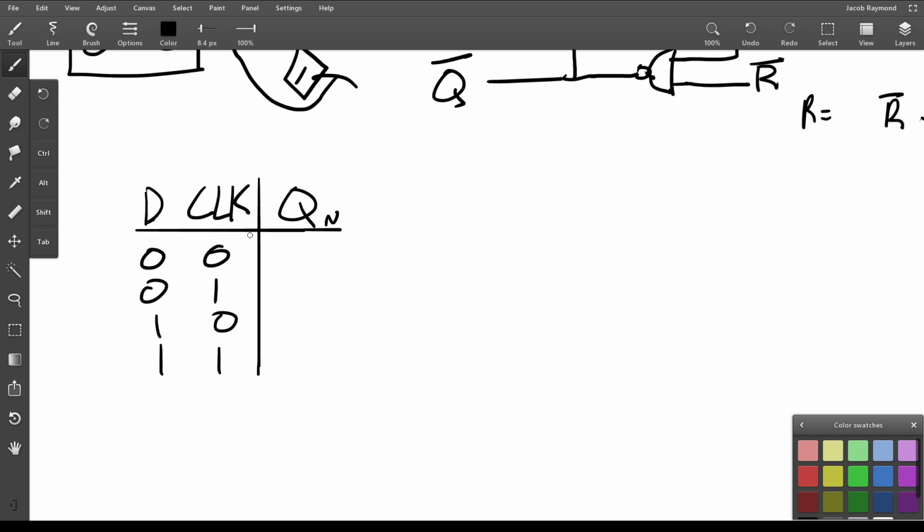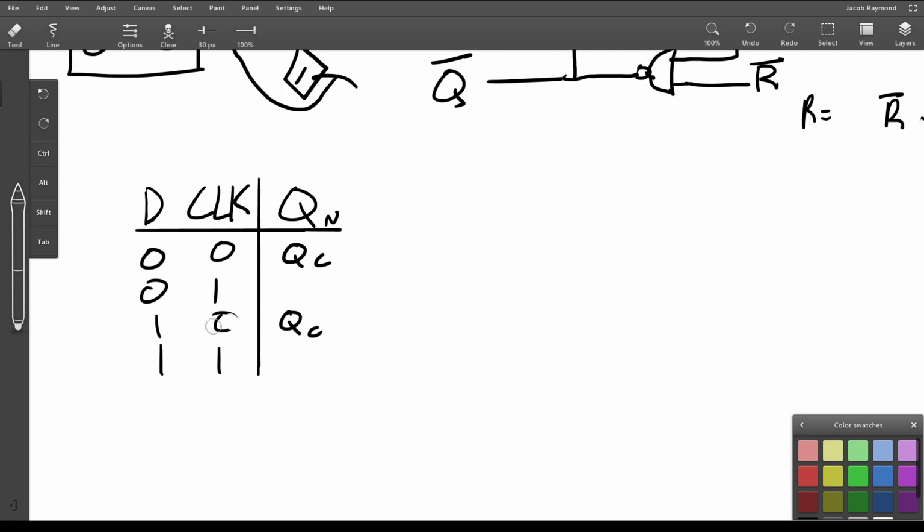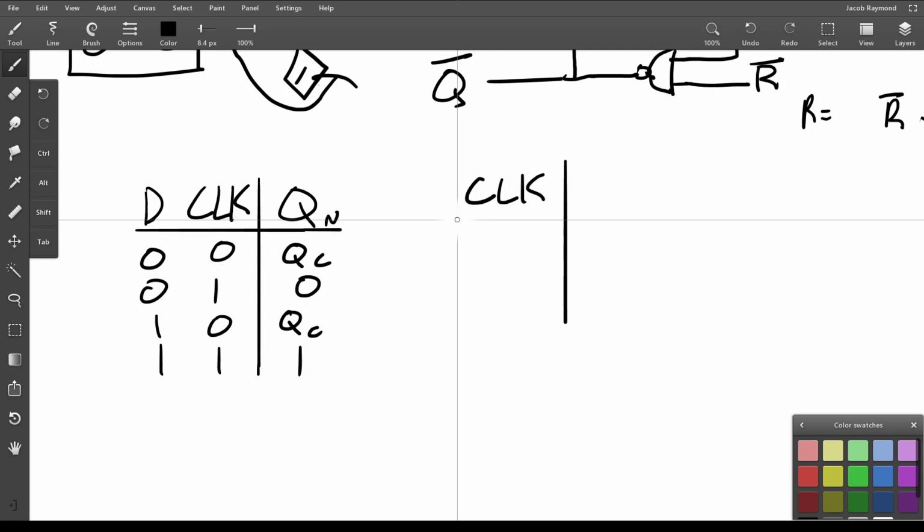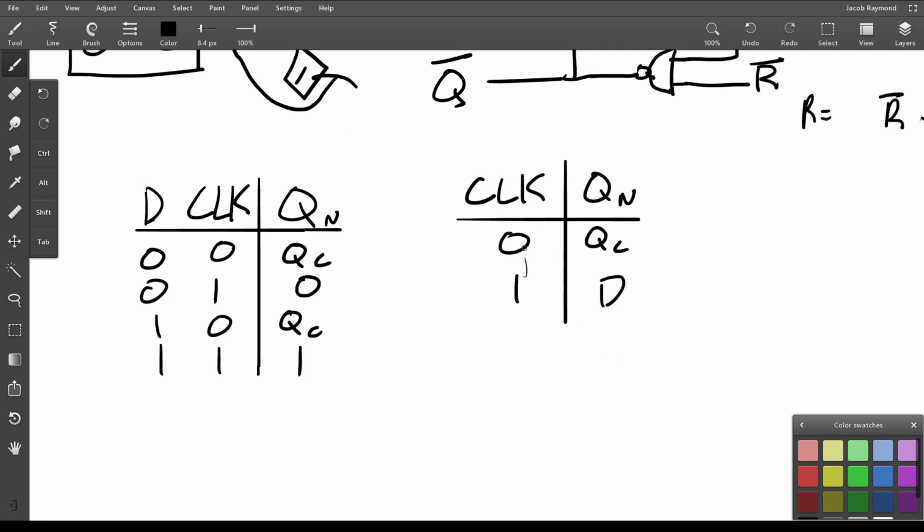So for a D-latch, whenever the clock is 0, we'll just say that the output is just the current state. So for both of these columns here, it's just Q current because the clock is 0. And when the clock is 1, Q next is just going to be whatever D is. So you can draw the table like this, but I think it's even easier to write it out like this. When the clock is 0, the next state is the current state. When the clock is 1, the next state is just whatever D is.